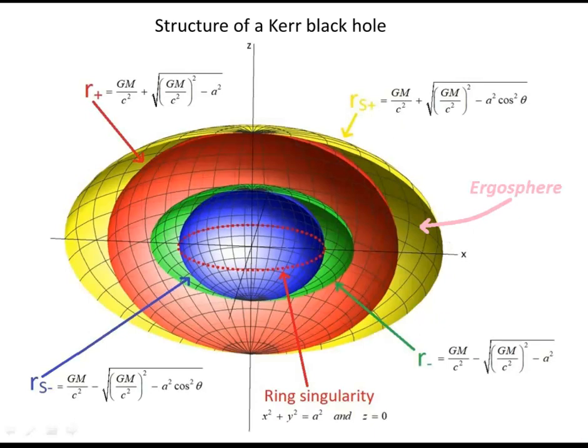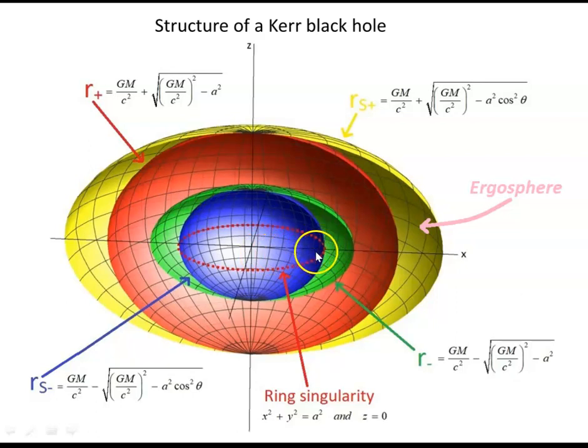Alright, so in previous videos we found the structure of the Kerr black hole to have this form here. And we found that the outer stationary limit surface is the yellow one here. The outer event horizon is the red one. The inner event horizon is the green one. The inner stationary limit surface is the blue one. And then we have the ring singularity here of radius a.